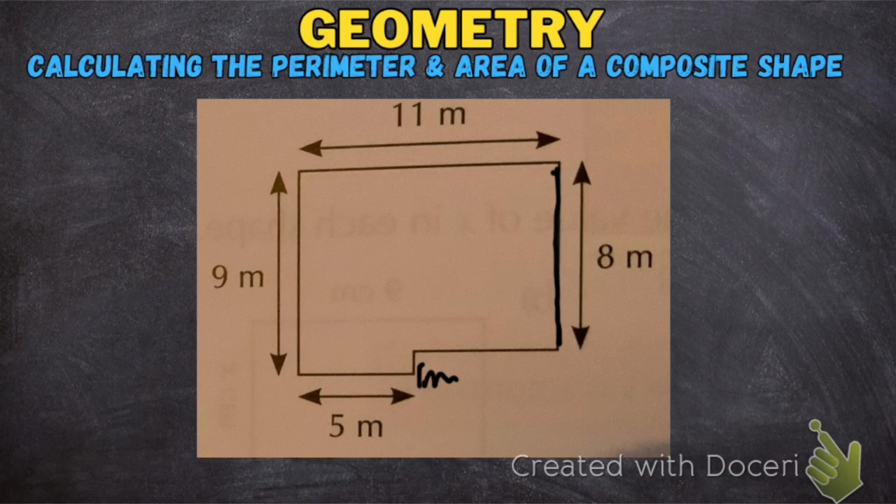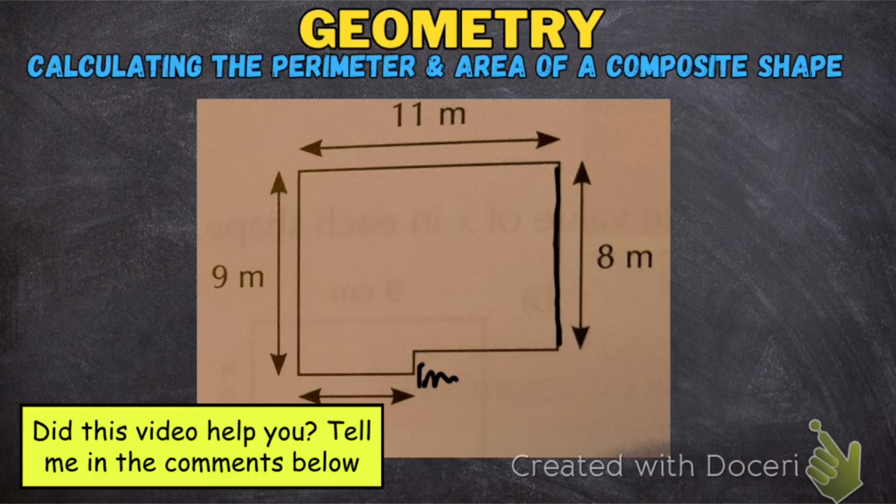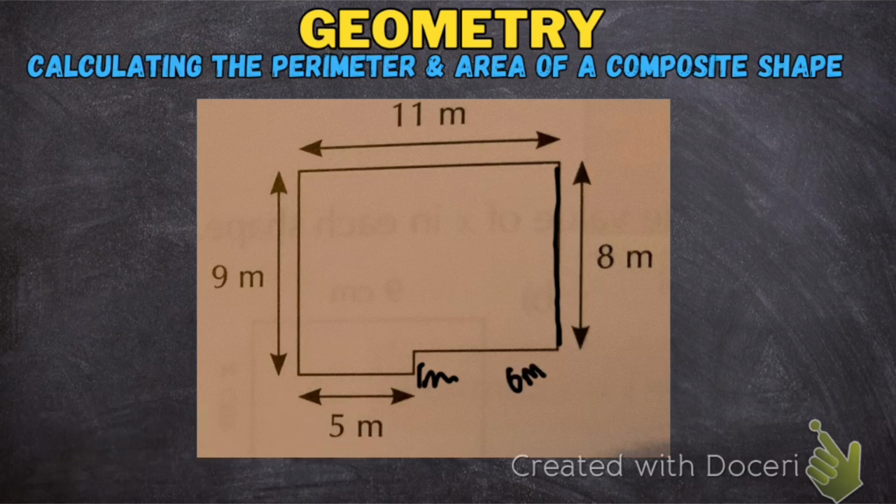So I've discovered that this part is now 1 meter, and this part here must be 6 meters, because if all of this section here is 11, then that must mean all of this section here is also 11. And if this part here is 5, then this part must be 6. So now I've got my missing numbers. Now I can go ahead and make the calculation.